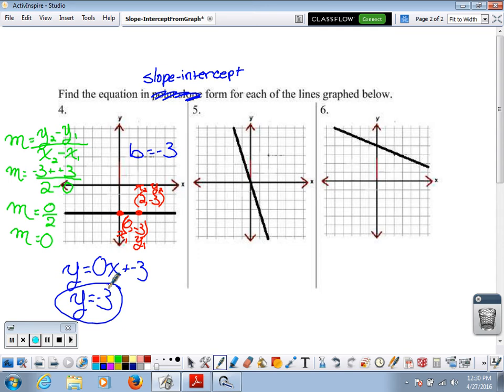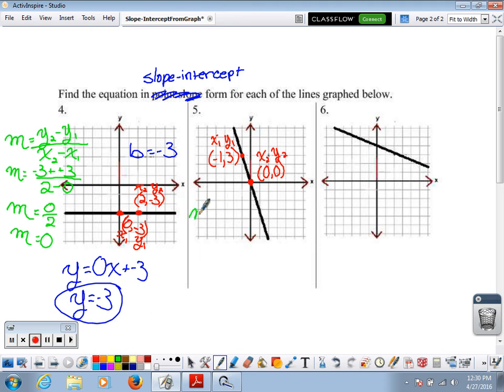All right, guys, we're running short on time, so I'm going to go through this next one kind of quickly, but I want you to stay with me. First off, I need points, so I'll label. I have 0, 0, and I have negative 1, 3. I'll call this one x1, y1, and this one x2, y2.